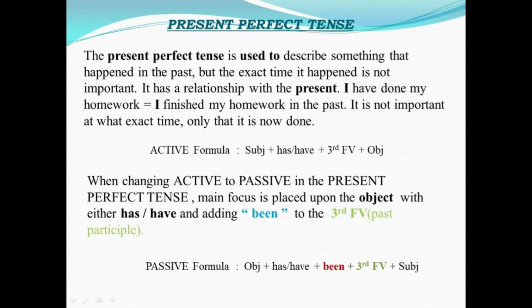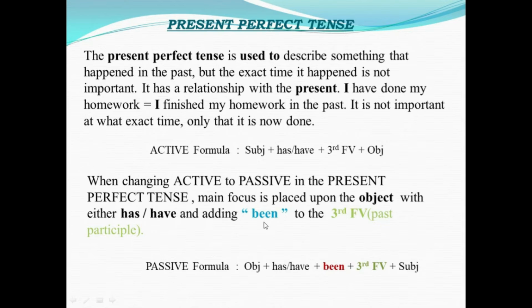So basically, when we mention something that already happened in the past without mentioning the time it happened, it is in the present perfect form. When changing active to passive voice in the present perfect tense, the main focus is placed upon the object. This we have mentioned a lot of times. With either has or have and adding been.